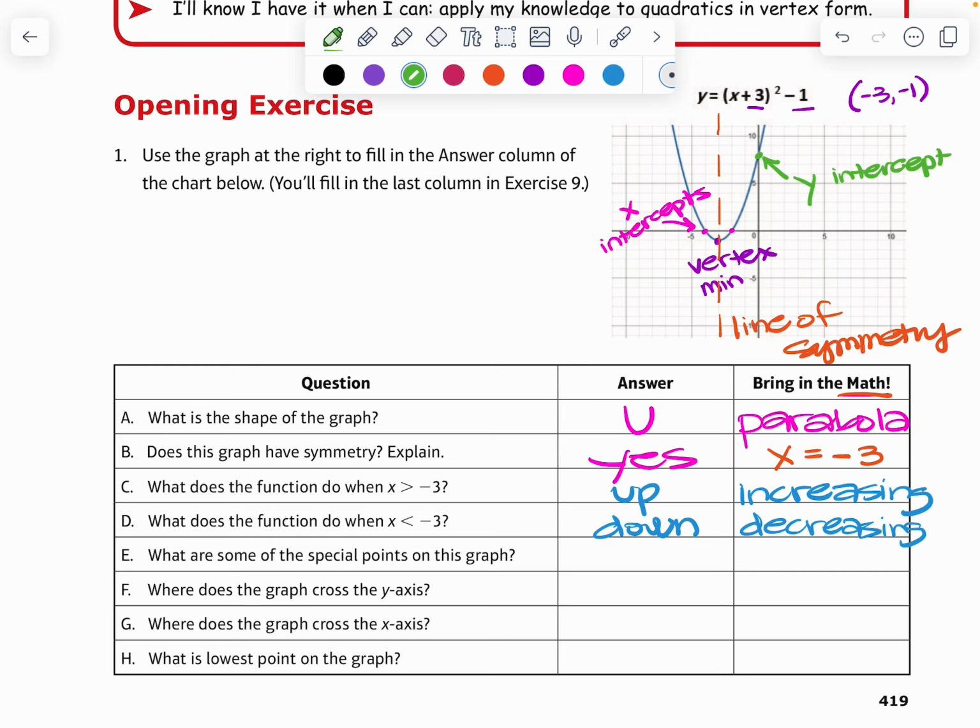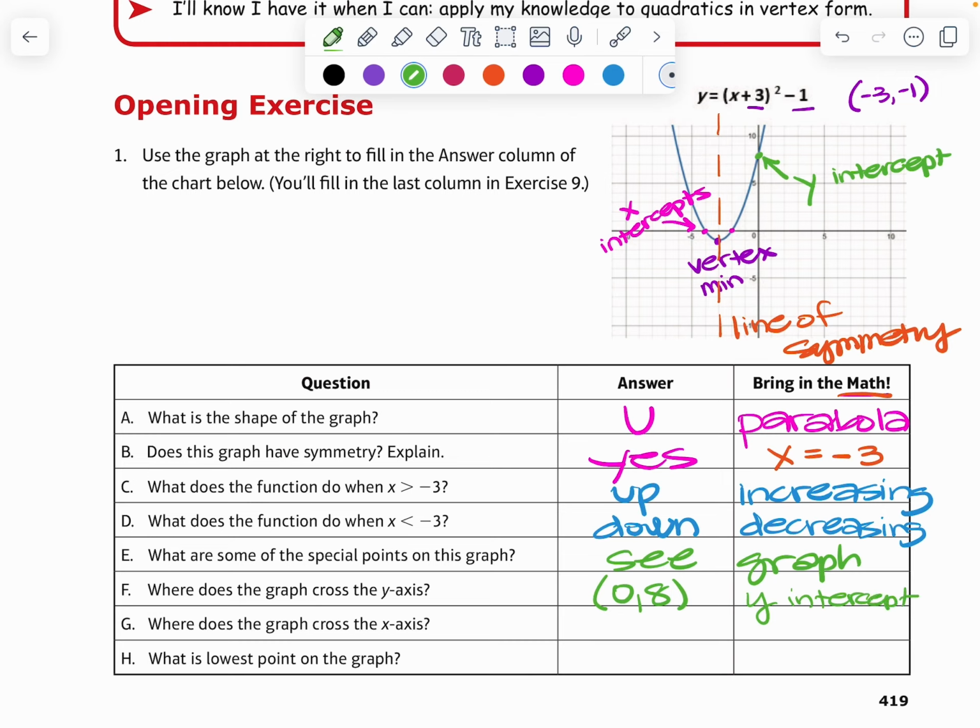All right. Where does it cross the y-axis? It crosses it at 0, 8. Special points. Sorry about that. See the graph for special points. All right. So it graphs it, it intersects at the, that's our y-intercept.